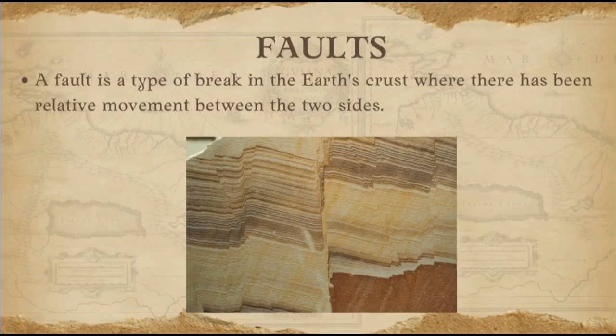Next, we have the fault. A fault is a type of break in the Earth's crust where there has been relative movement between the two sides. Faults can be classified based on the direction of movement, such as the normal faults, the reverse faults, and the strike slip faults, as I said earlier in my discussion about the faults.